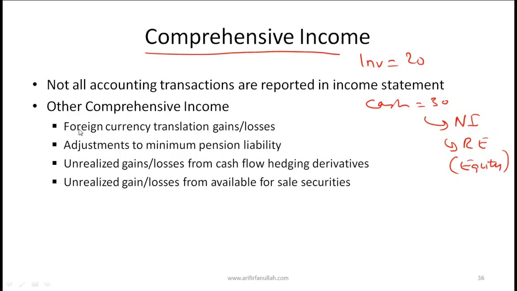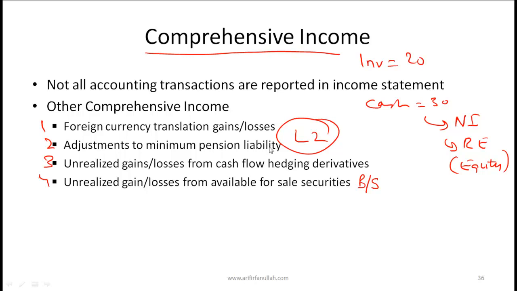However, there are 4 cases where increase or decrease in asset values do not flow through the income statement. And those 4 cases, which you just need to memorize for now: number 1, foreign currency translation gains and losses; number 2, adjustments to minimum pension liability; number 3, unrealized gains and losses from cash flow hedging derivatives; and number 4, unrealized gains and losses from available for sale securities. This you will see in more detail when we do the balance sheet reading next. Items 1, 2, 3, just take my word for it, learn these 3 terms for now, and in level 2, if you are still with me, we can talk about these in detail then.